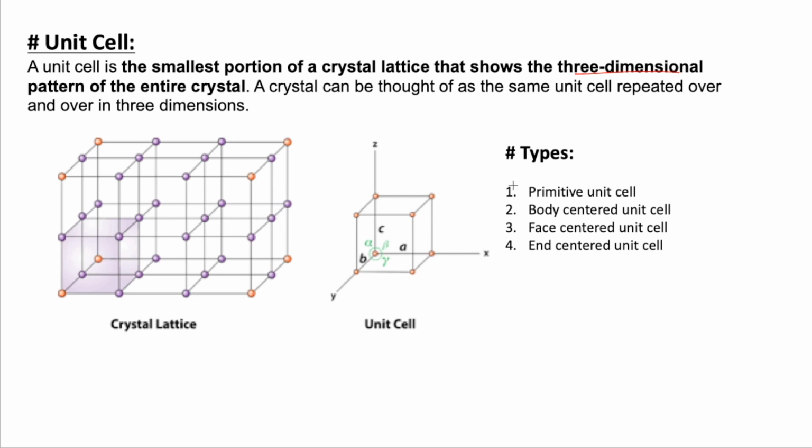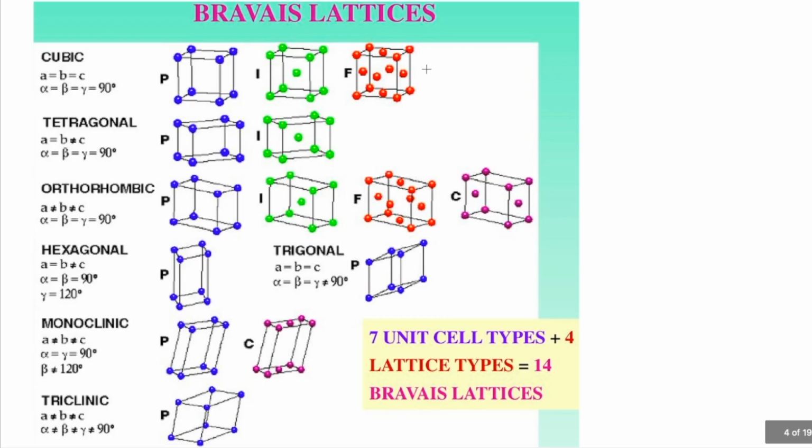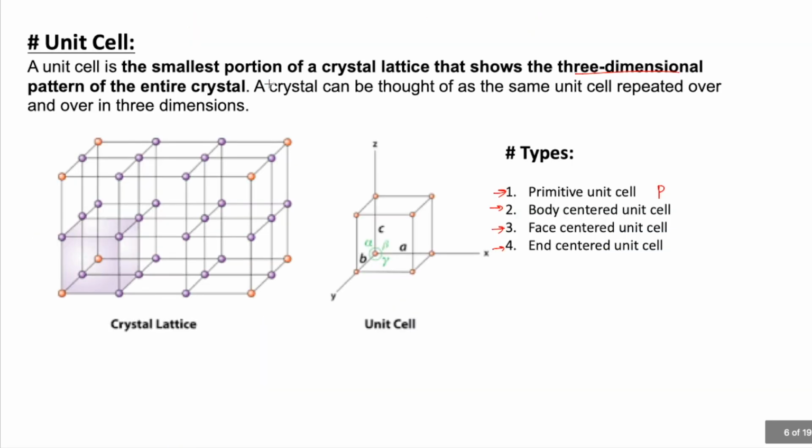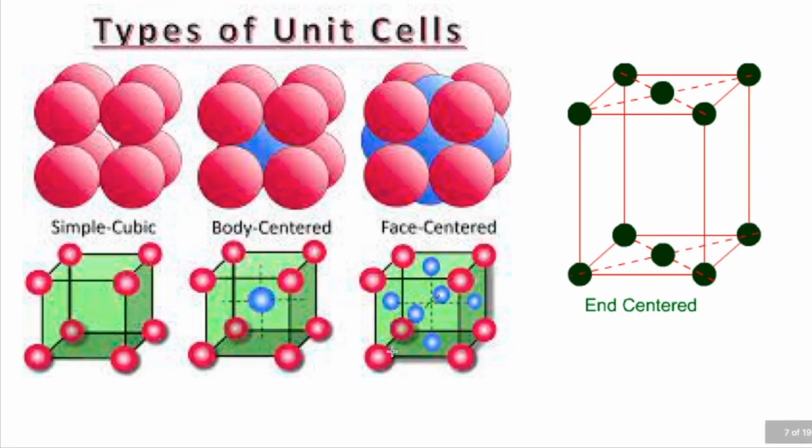There are 4 types of unit cells: primitive unit cell, body centered unit cell, face centered unit cell and end centered unit cell. Primitive is denoted by P, body centered by I, face centered by F and end centered by C. So these are the letters used to denote the unit cells.